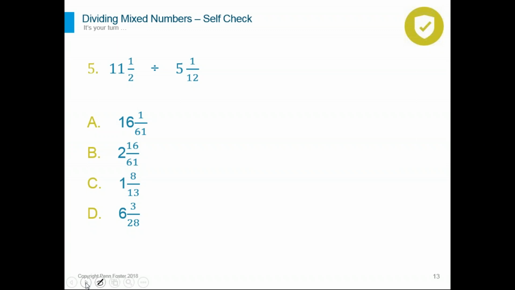A few more seconds for everyone to get a chance to share their answers. What is the quotient for this division problem? What do we do first? Okay, let's do the question together.